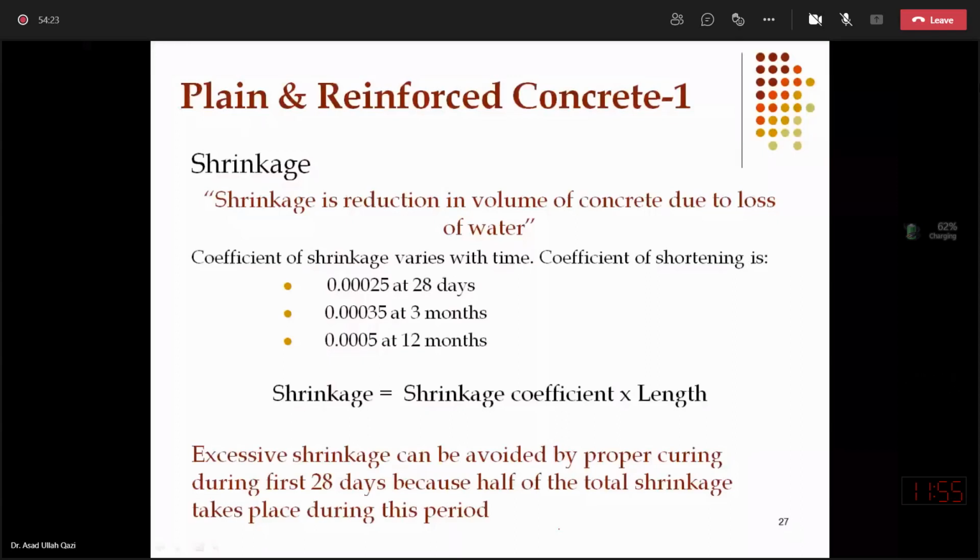Excessive shrinkage can be avoided by proper curing during the first 28 days, because almost half of the total shrinkage takes place during this period. So I may say that the first 7 days after casting are even more critical. So you must be very careful at site and implement a proper curing scheme at site.